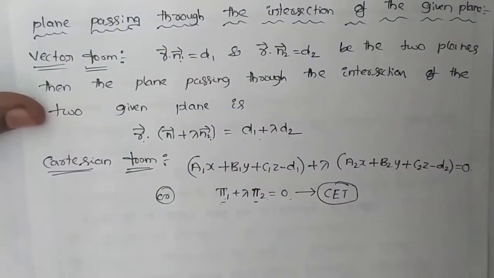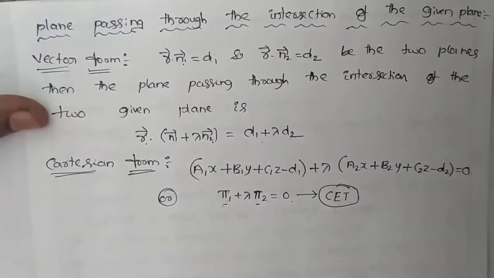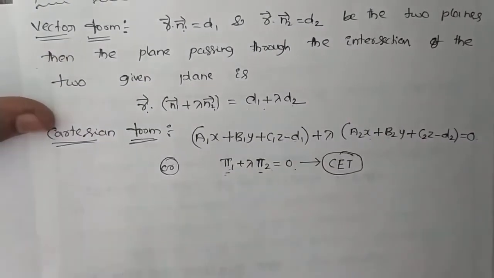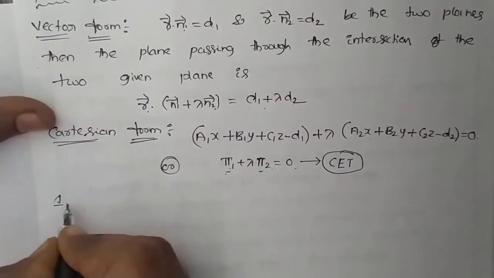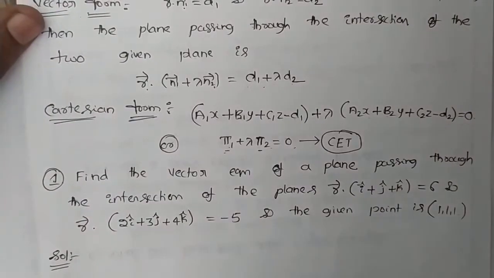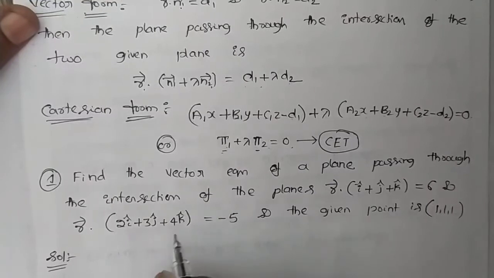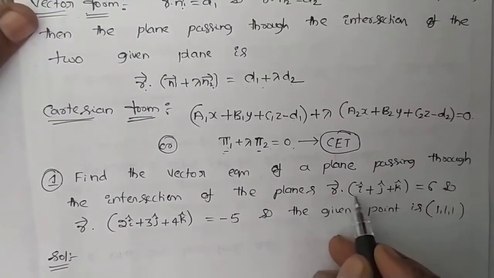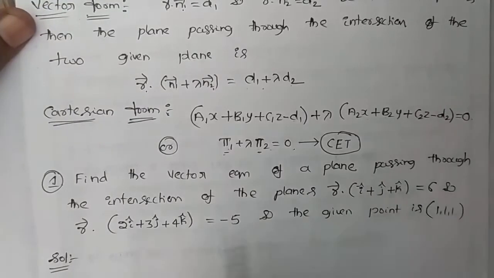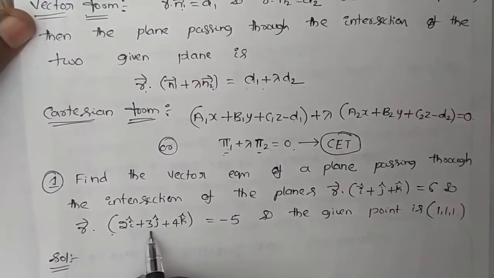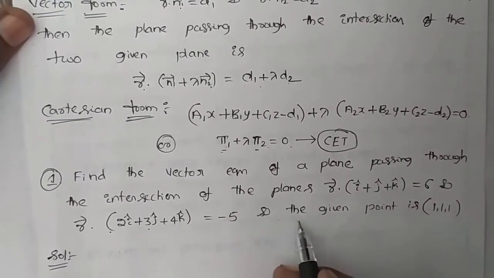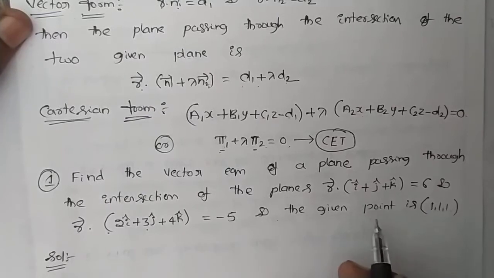Now, based on this, we are going to solve the problems. The first problem: find the vector equation of a plane passing through the intersection of the planes r dot (i cap plus j cap plus k cap) equals 6 and r dot (2 i cap plus 3 j cap plus 4 k cap) equals -5, and the given point is (1, 1, 1).